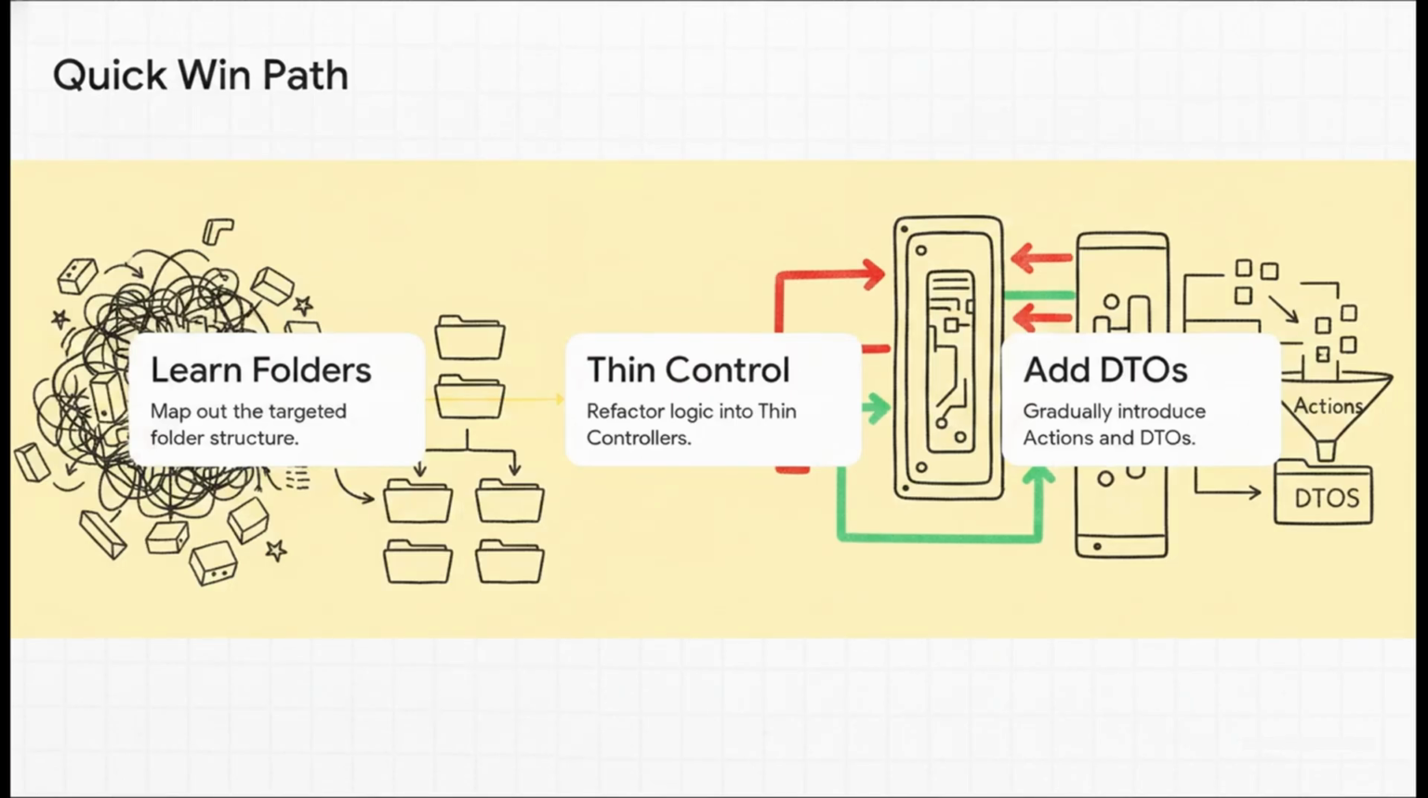If your codebase is a total disaster area right now, here is your quick win path. First, map out that targeted folder structure so you know exactly where things should live. Second, attack those controllers. Thinning them out gives you immediate, tangible relief. And third, once your controllers can finally breathe, gradually start introducing your actions and DTOs to handle all that extracted logic.